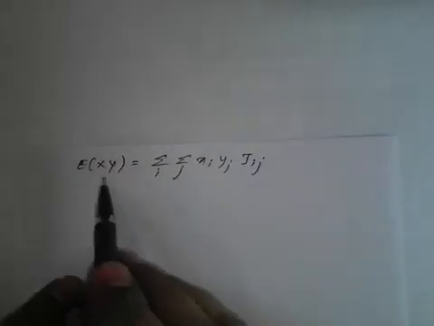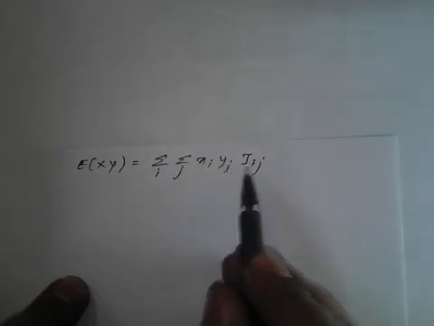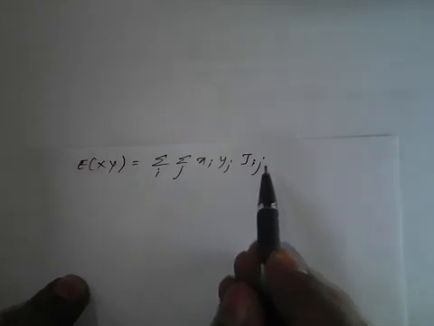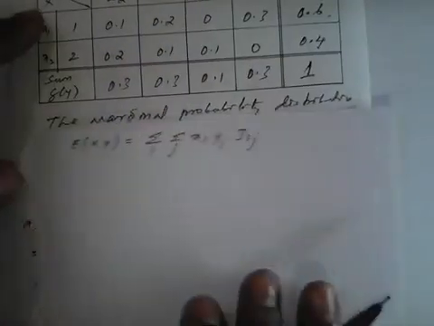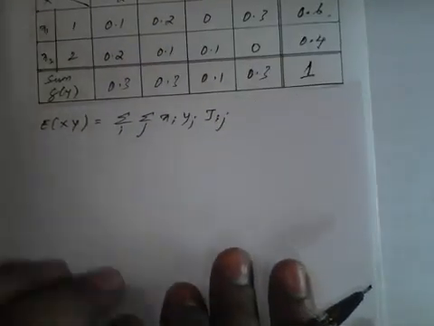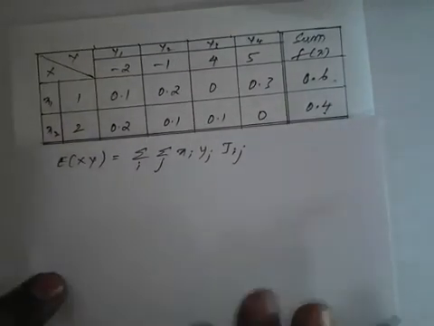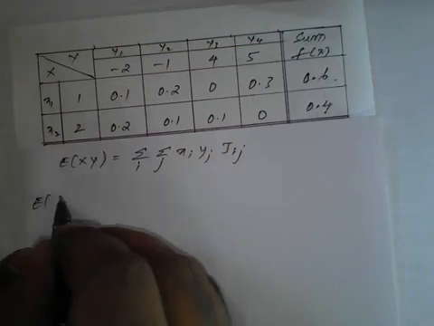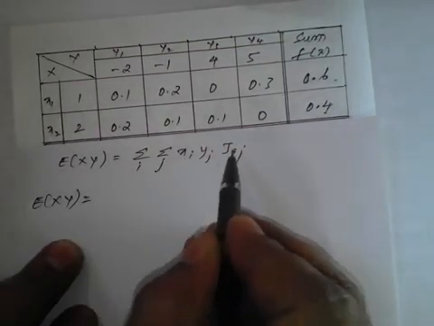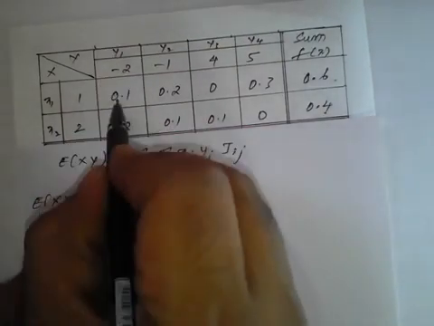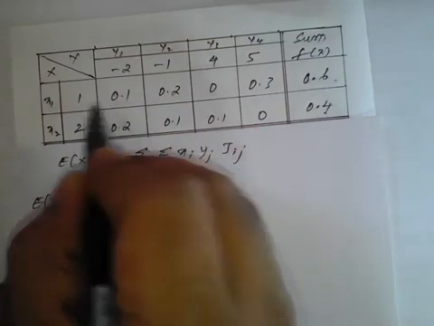Now the formula for expectation of xy is summation i, summation j, xi yj into J of ij. J of ij means I will take the table here, so with the help of the table I will get the value of this. So just see here, concentrate. This is the x value, the y value, and these are the J values. J is nothing but joint probability values.